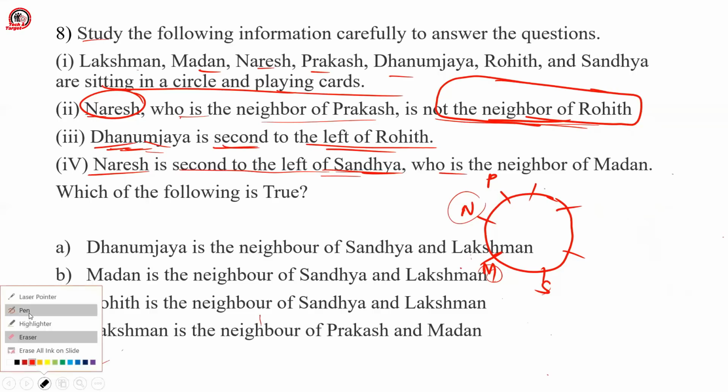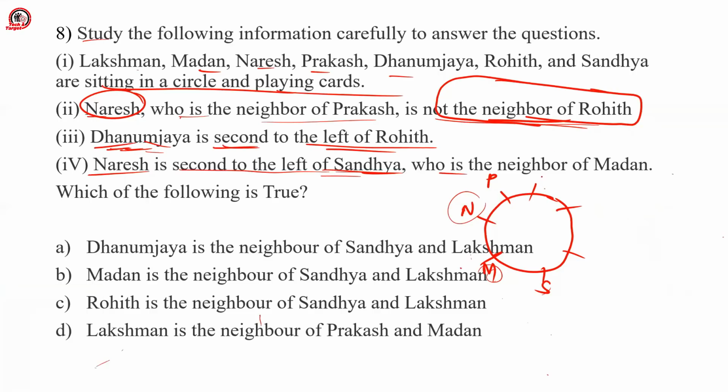All right. So just like that. Okay, if this is Rohit, then this could be Dhananjay, because Dhananjay is second to the left of Rohit. So if this is Rohit, then this is his right, this is his left, and in between Lakshman will be present. Now this is the seating arrangement, and this is following all the required conditions. Now we will check which of the options is correct.